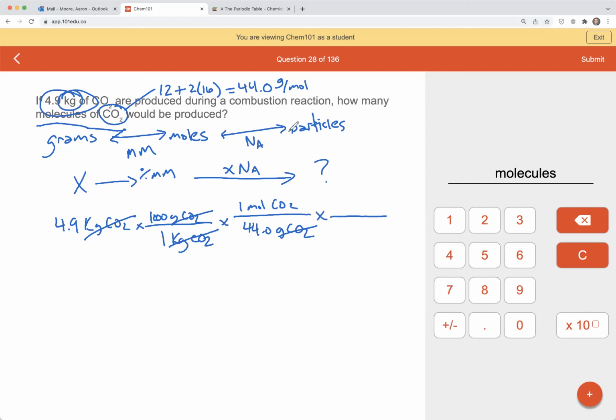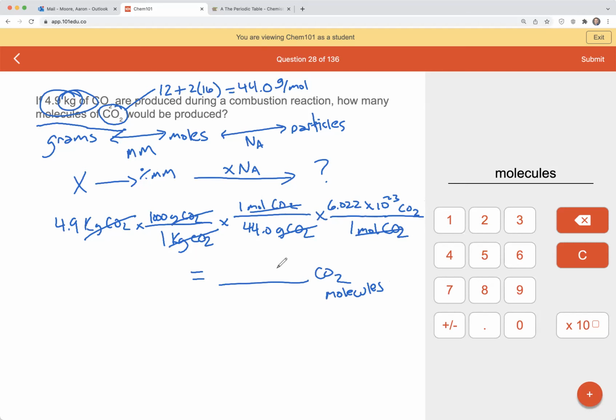All right. And we need to go all the way to particles. So that's where Avogadro's number comes into play. Again, I know that there are 6.022 times 10 to the 23rd CO2 molecules in every 1 mole of CO2. That's the definition of a mole. And Avogadro's number of something is a mole of that thing. So moles of CO2 cancel. And when I punch all that into my calculator, you will get units of CO2 molecules, which is what we are asked to find.